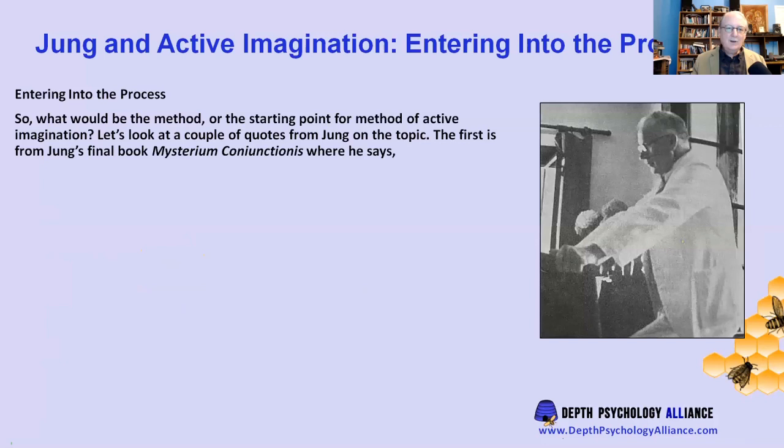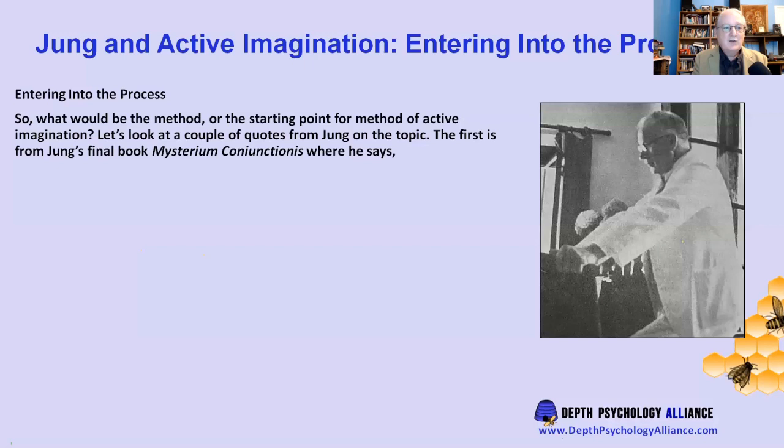So how do we enter into the process? What would be the method or the starting point for the method of active imagination? So I want to look at just a couple of quotes from Jung on the topic. I know it's one of the reasons I got these notes is because I get off track and I talk too much sometimes. So I'm getting crunched for time here, but we may go a little bit over, but then we'll still have plenty of time for discussion if there's some questions.